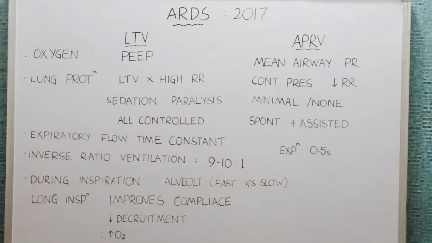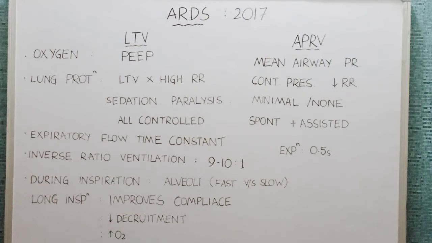Because the repetitive opening and closing of alveoli, which happens with each breath, is also responsible for lung injury. And it's not just the driving pressure. So if we can bring down the respiratory rate, the number of excursions will decrease, and we hope that it will do less lung injury as compared to higher respiratory rates.